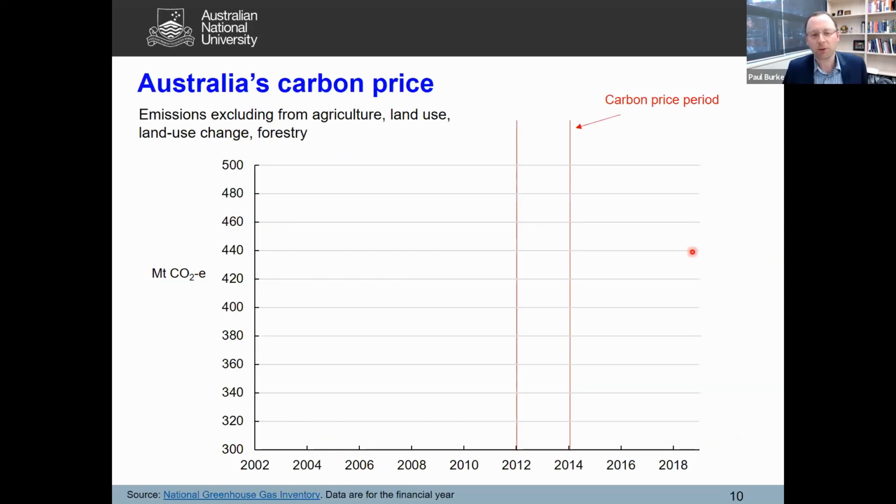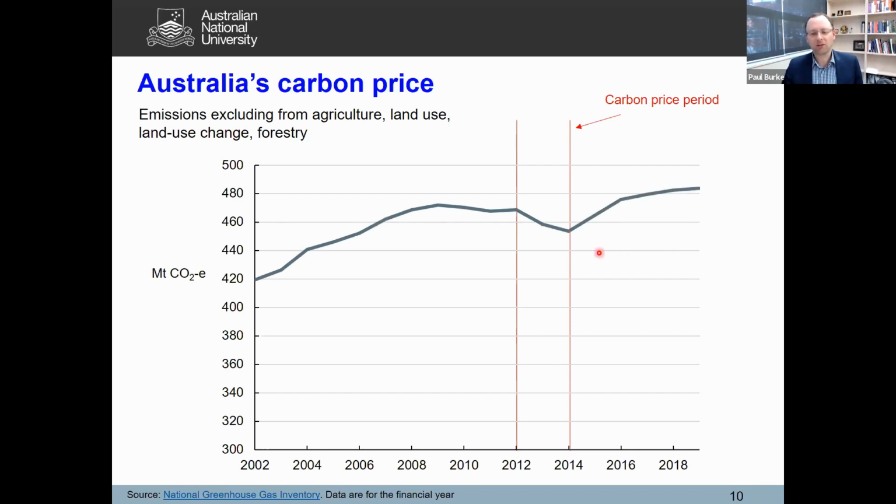In Australia, of course, we most famously had a carbon price in place for 2 years. Under the Gillard government, we had a price that was introduced. It was initially 23 Australian dollars per tonne CO2 and went up slightly in the second year. I have just obtained the data from Australia's government on Australia's greenhouse gas emissions, but I've excluded agriculture, land use change and forestry because the carbon price was not applying to those things.